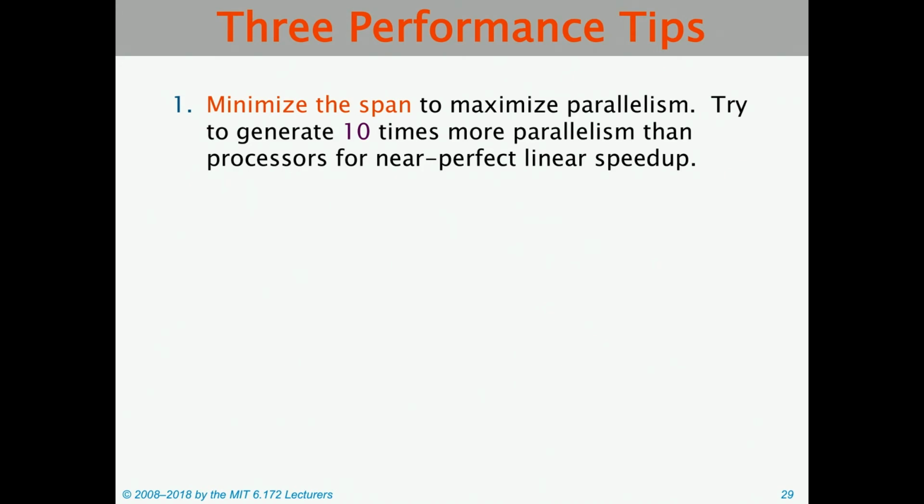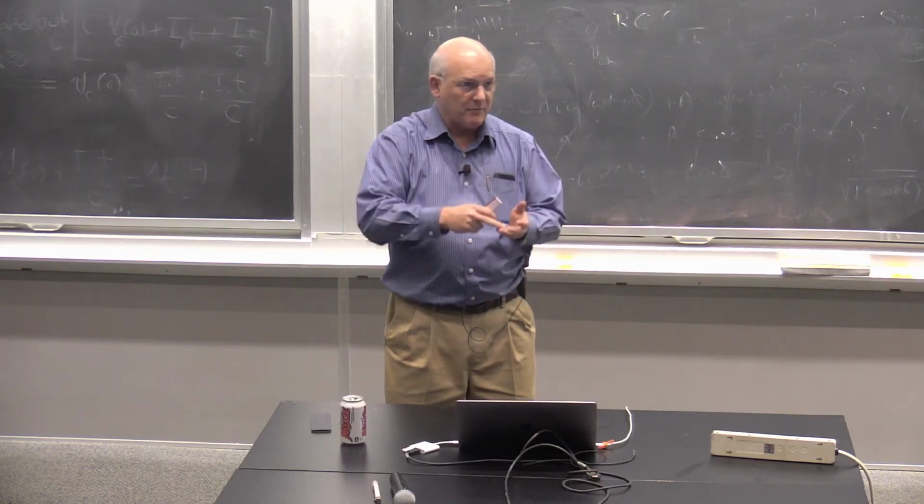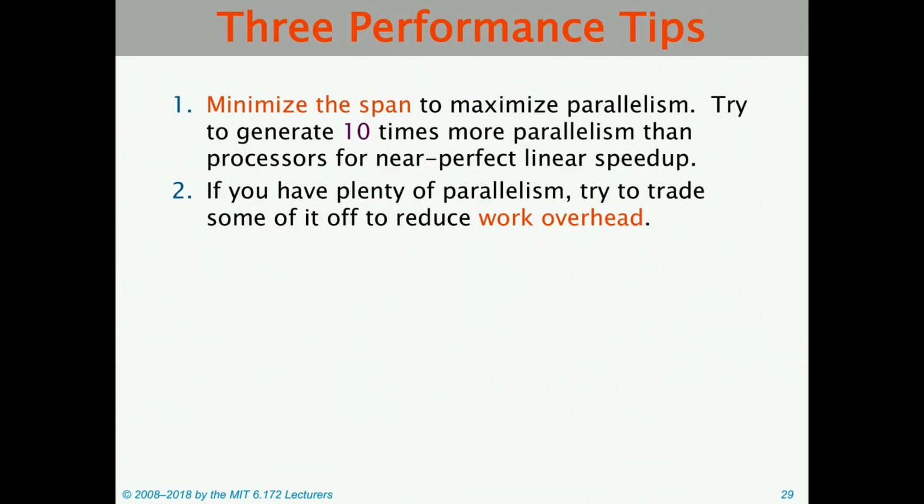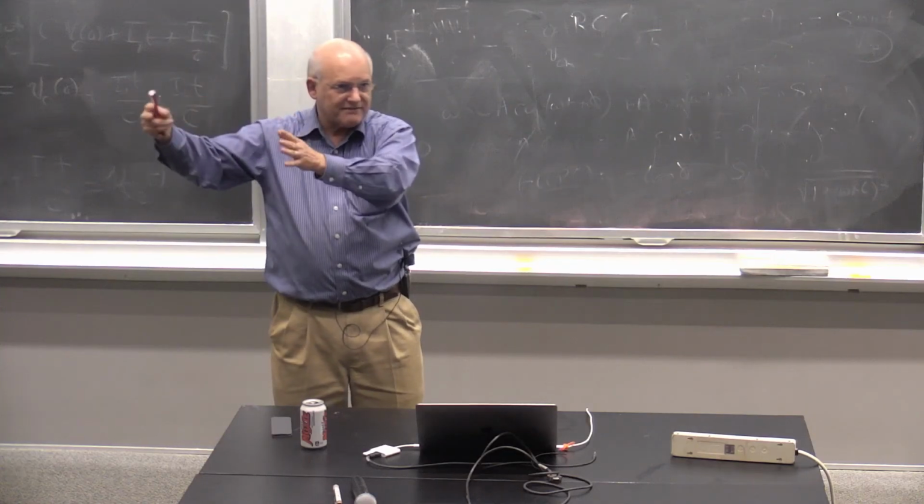So there are some performance tips that make sense when you're programming with loops. One is minimize the span to maximize the parallelism, because the span's in the denominator. Generally, you want to generate 10 times more parallelism than processors if you want near perfect linear speedup. If you have plenty of parallelism, try to trade some of it off to reduce the work overhead. You can fiddle with the grain size in particular. It reduces the parallelism, but it also reduces the overhead. And as long as you've got sufficient parallelism, your code is going to run just fine in parallel.